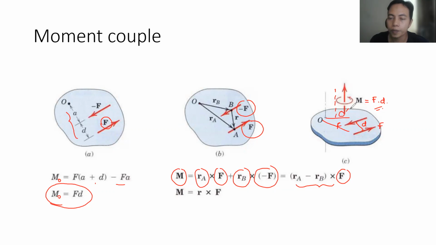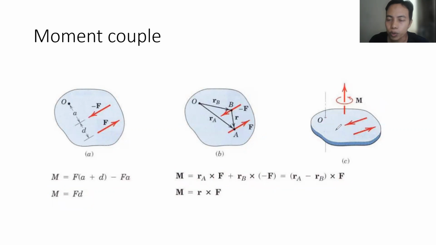Okay, so consequently, the moment couple can be created in many ways. For example, instead of using this couple of forces, we can create another couple of forces here, which can give a similar effect or equivalent condition to the previous one, as long as F times the distance is still the same.